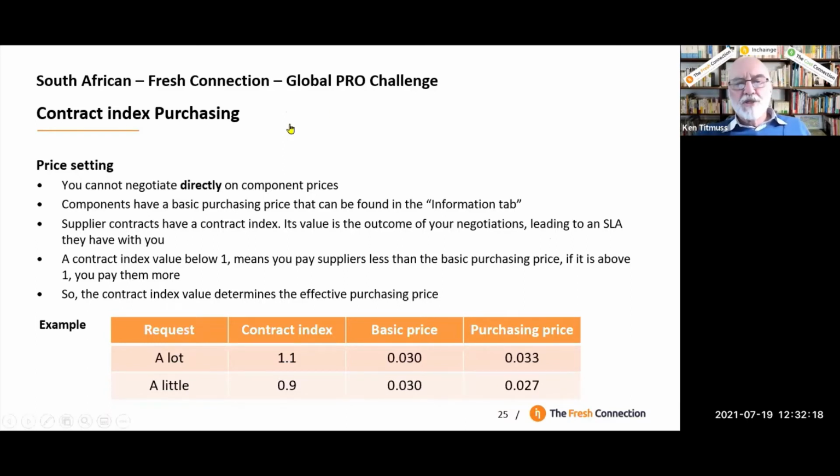So on the purchasing side, we have a basic price for a component. And depending on the negotiations you have with the supplier, the contracting index will either go up or down. So if we want a lot from our supplier, maybe as far as payment terms are concerned, or high quality, or whatever it might be, then the supplier could charge us more money. So the contract index would go up and we'd be paying a higher price.